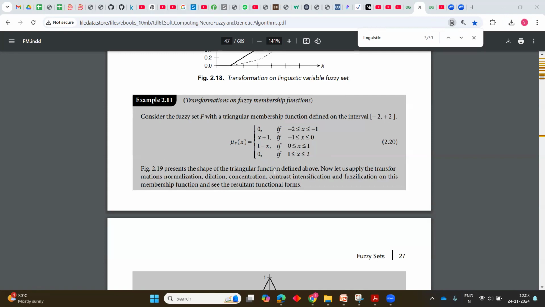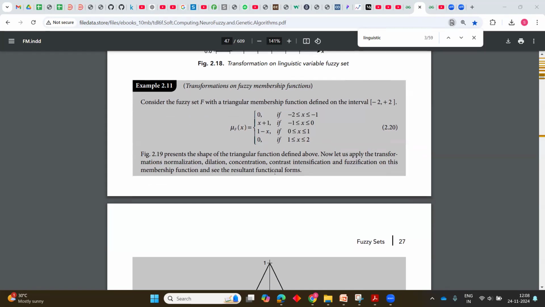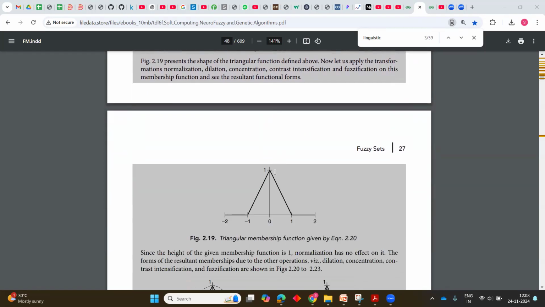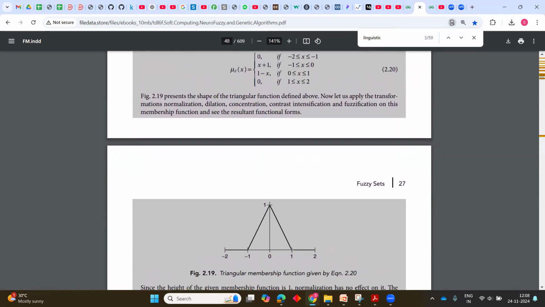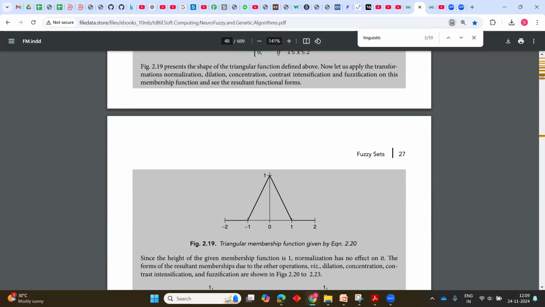So for the shape of the triangular function, we can apply all these kinds of transformations and see how the output looks. According to the equation they have given, the shape of the triangular function will be something like this. You can see from here, when it is -2 to -1, it is 0. When it is 1 to 2 also, it is 0. But for the rest of the values, it goes sharply up to the point 1 when it is x plus 1. And otherwise, it is 1 minus x when it is between 0 and 1. It goes sharply down from 1. So hence, it becomes a proper triangular function.